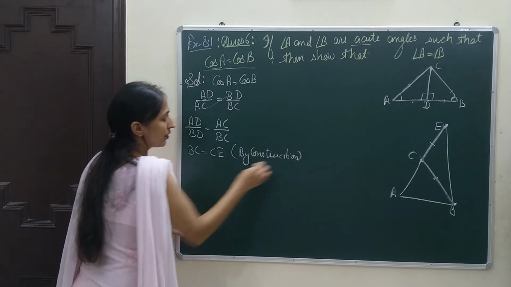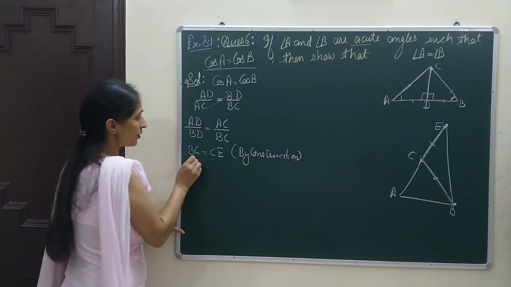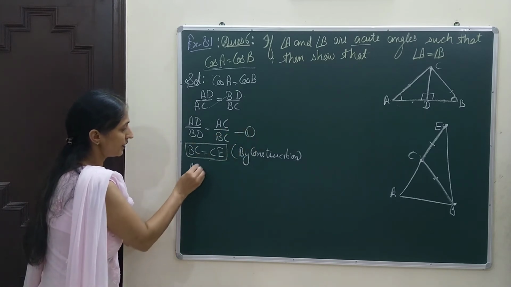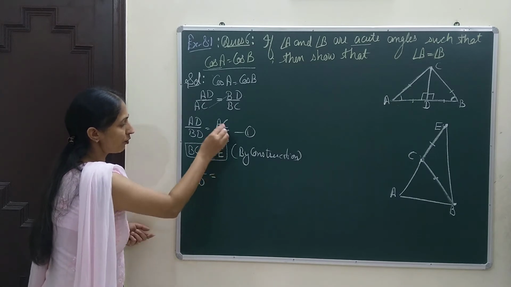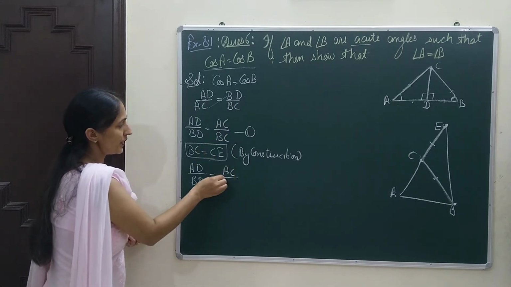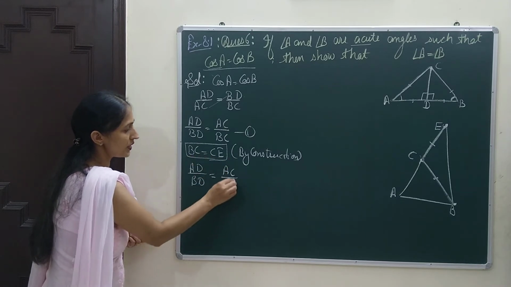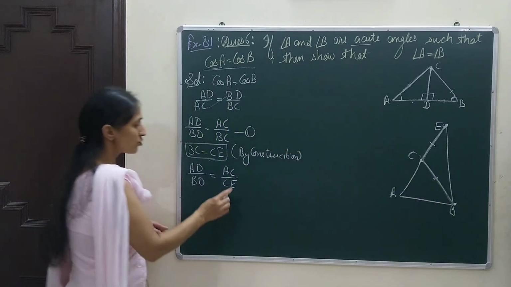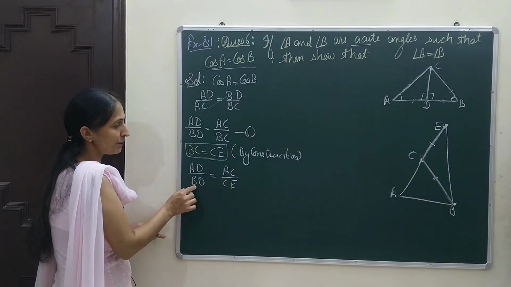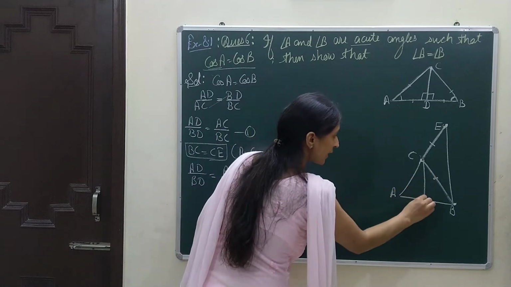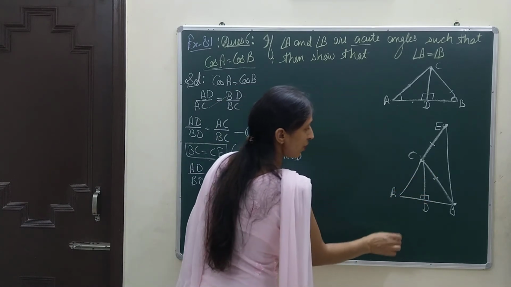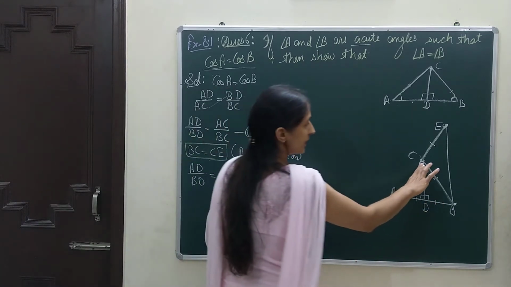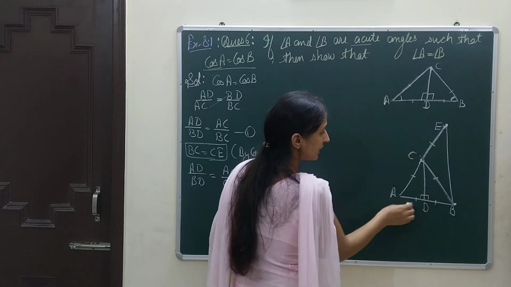If I have done this, I will replace this BC by CE in my equation 1 now. What will I get? AD by BD will now be equal to AC by CE, because BC is replaced by CE, since by construction I have drawn CE length same as BC. So I have got this result. AD and BD, see here. This is my point D where 90 was formed. AD and BD, these two parts, and AC and CE lengths.